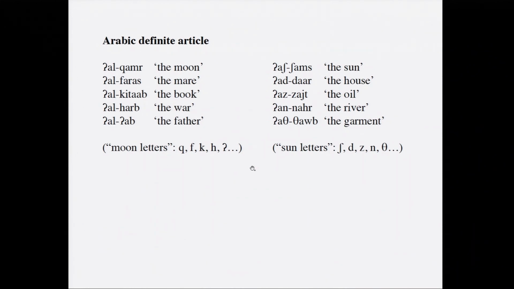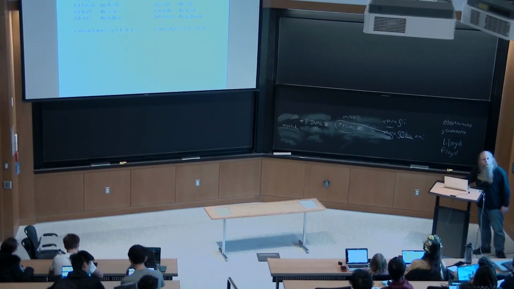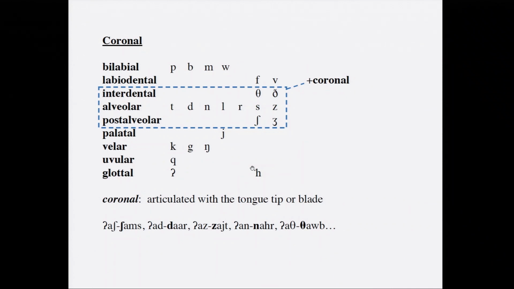So with moon and mare and book and war and father, the L of the definite article can't become a copy of the following consonant and remain coronal. Yeah? Whereas in the sun letters, the ones on the right, by copying the following consonant, the L of the definite article is still a coronal. Yeah. Somebody had a great idea about that. So that's what's going on in these Arabic examples.